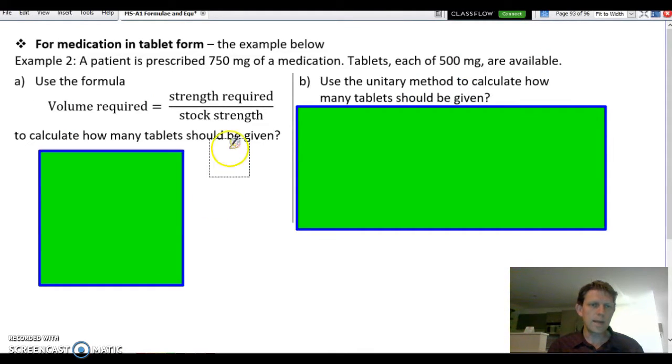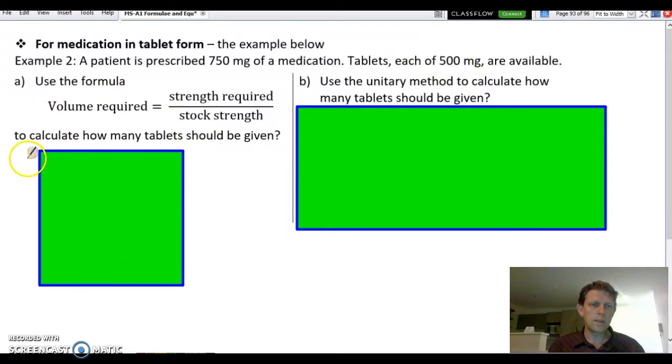Okay, so this is the same question again, except this time we're talking about tablets. So the formula changes a little bit because it's going to give us an answer that's going to work out in tablets. So we've got a patient prescribed 750 milligrams of medication, and each tablet contains 500 milligrams.